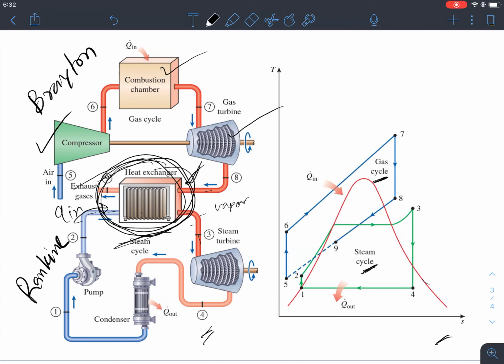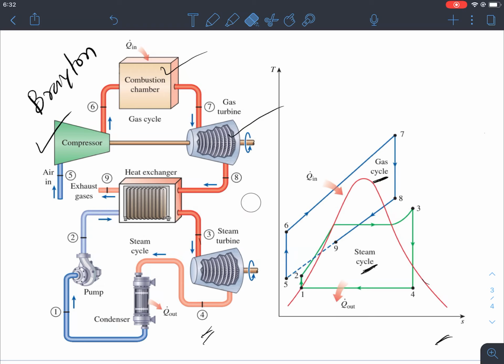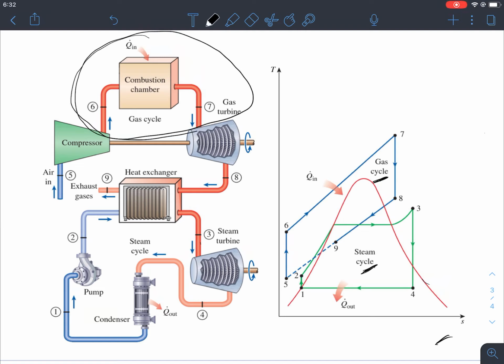Now let's ask the question, where is the heat addition happening? Let me clear it a little bit. Okay, so the question is where is the heat addition happening, right? If we look at this diagram, basically here is where the heat addition is happening, the combustion chamber. So only one combustion chamber heat addition is happening, which is 6 to 7.